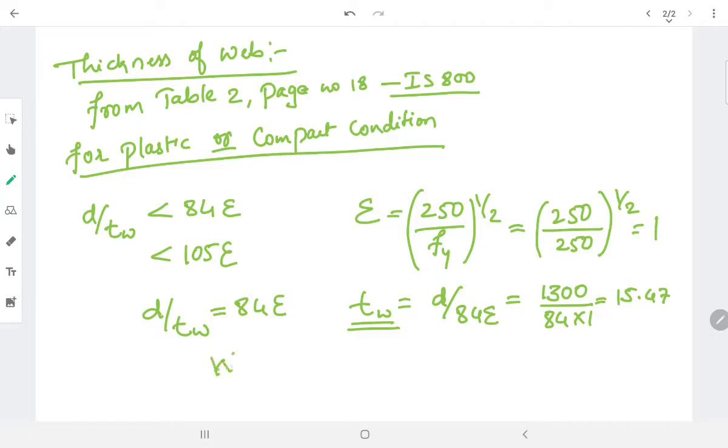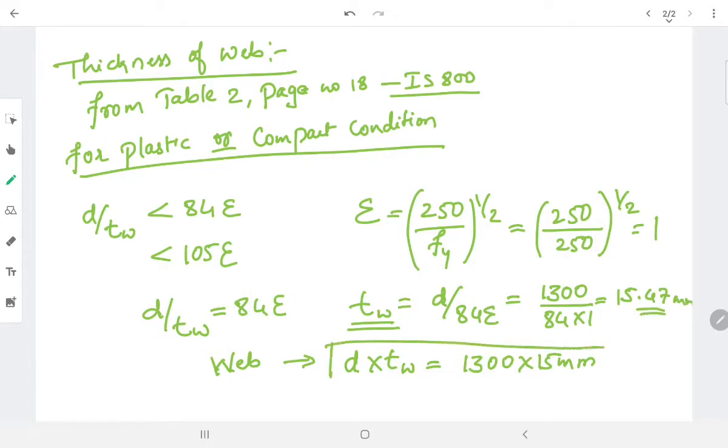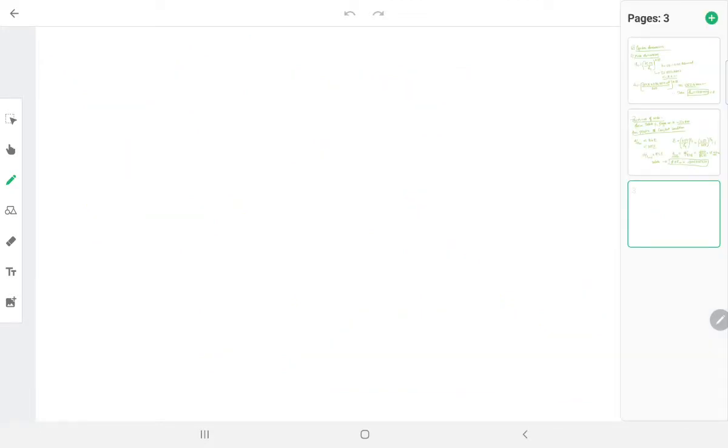So web dimensions are d by tw, where depth of the web is 1300 and thickness is assumed as 15 mm. Just make it lesser than this number and round figure it. So this is the dimension of the web. Next step is to calculate flange dimension. I'll put this as second step, and this will be flange dimension.